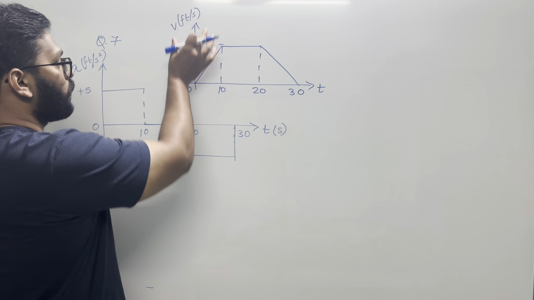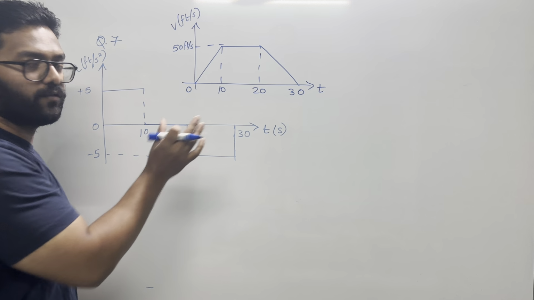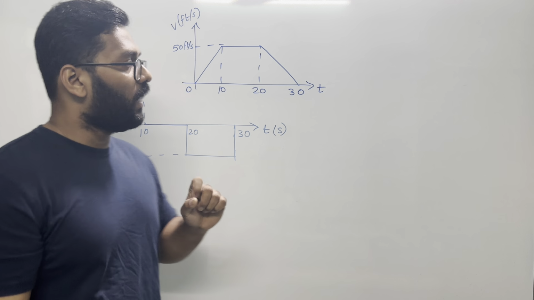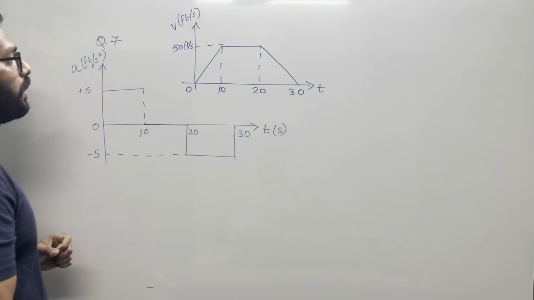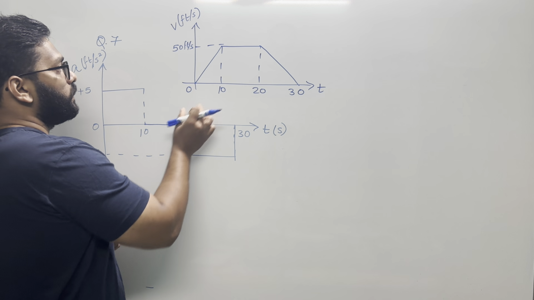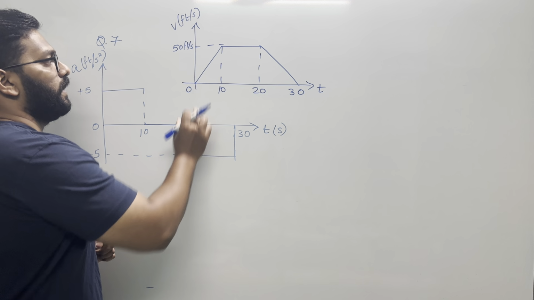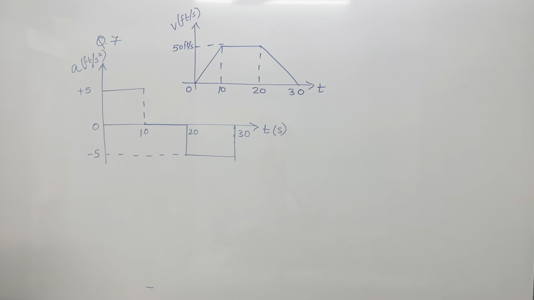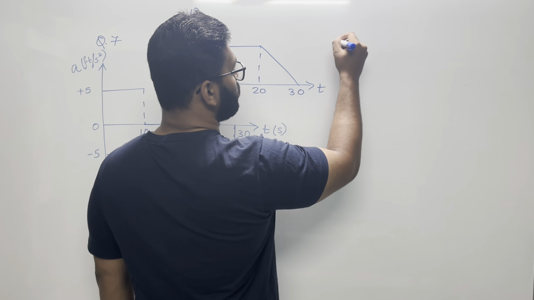Now I have drawn this velocity time graph here in a smaller format. Now I want to find out the position versus time graph. How will I do that? Let's look at this. From 0 to 10 seconds, the velocity is increasing at a constant rate, right? What was the equation? The initial velocity u is 0.